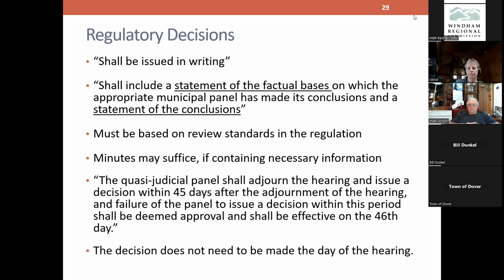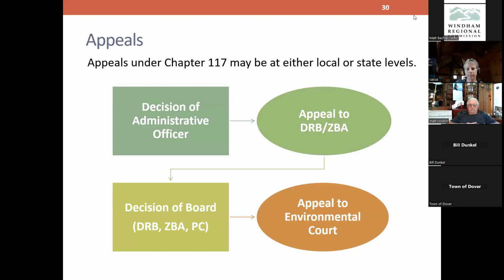So I think it's important for these panels to take time in reviewing a project and issuing their decision, but still always keeping in mind making a decision within 45 days. For appeals, so appeals under Chapter 117 can either be at the local level or state level. So a decision made by the zoning administrator, if someone wants to appeal that, that gets appealed to the DRB or the ZBA. A decision by a board gets appealed to the environmental court.